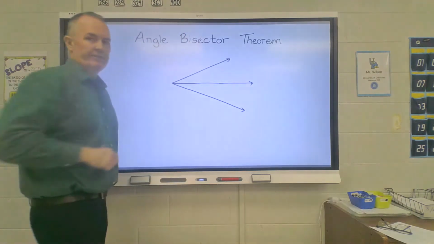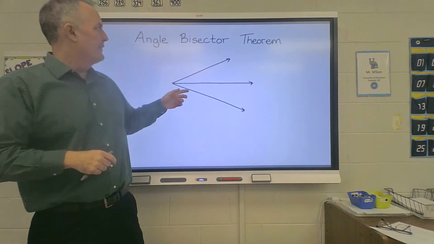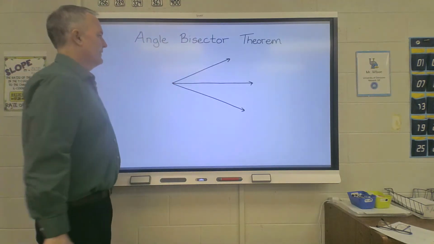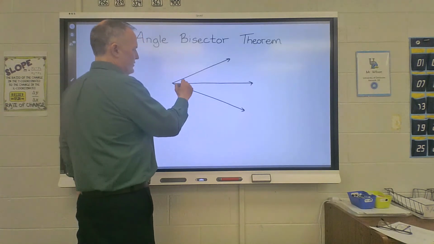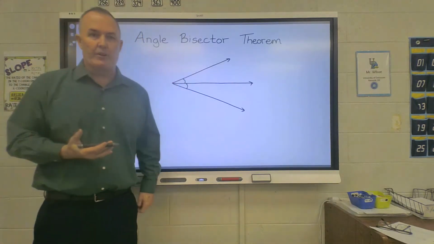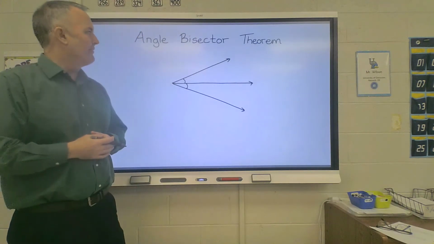So if we have an angle and we have a line or a ray that goes right through the middle, it's an angle bisector. So basically, if it bisects the big angle, both of these two smaller angles are going to be congruent to each other. They're going to be the same measure. So it cuts it perfectly in half.